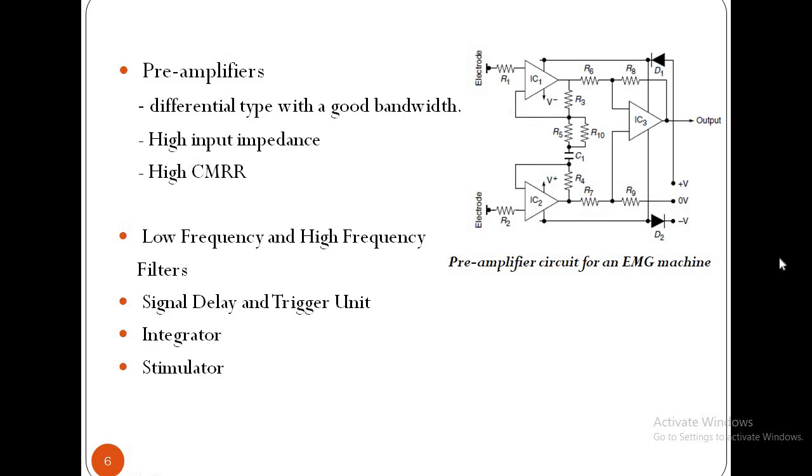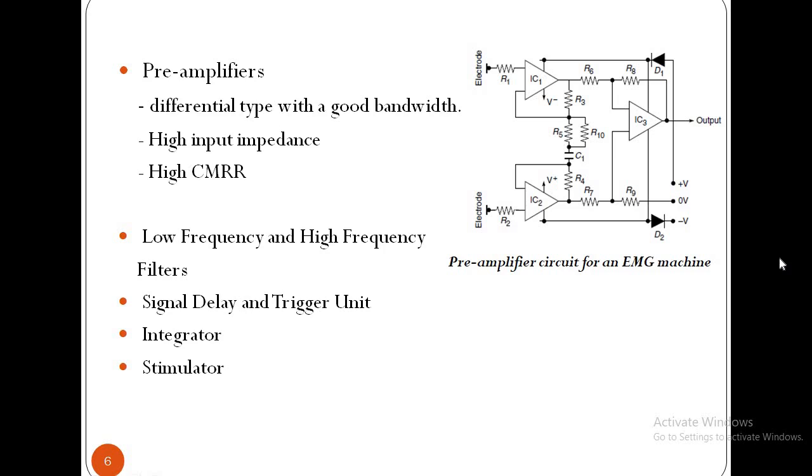The preamplifiers used for EMG are generally of differential type with a good bandwidth. The input impedance of the amplifier must be high. The preamplifier provides an output with low impedance and should have very high common mode rejection ratio. The figure shows a circuit diagram of the preamplifier. The amplifier design provides for a flat frequency response between 10 Hz and 1 kHz with a CMRR of 100 dB at the mains frequency.